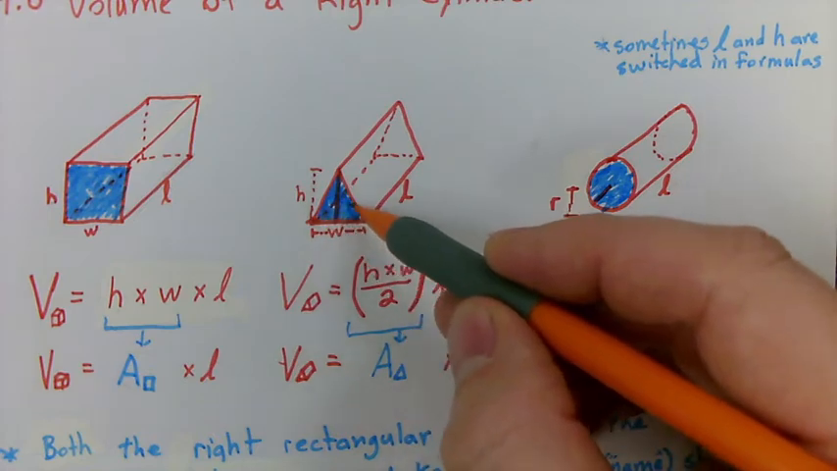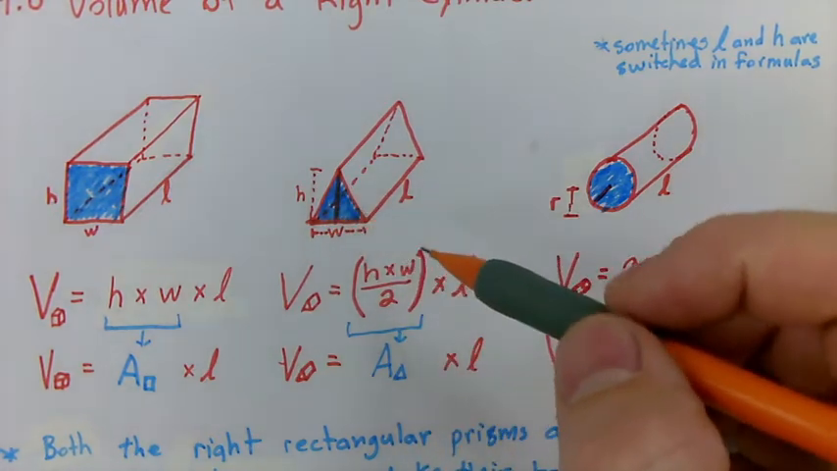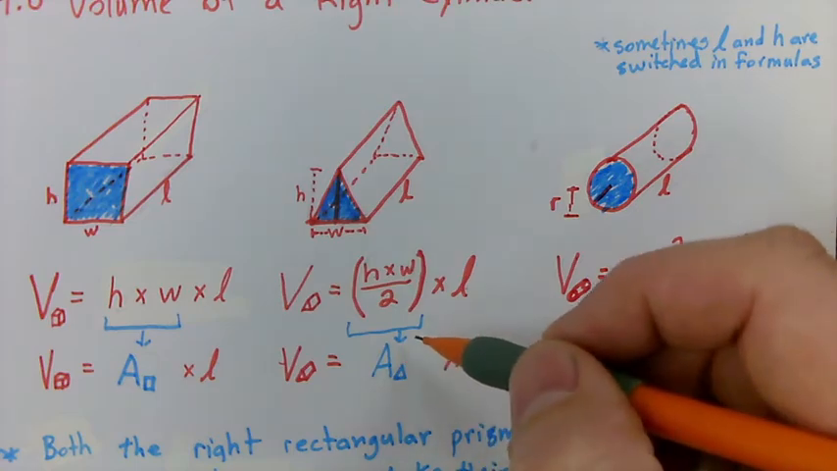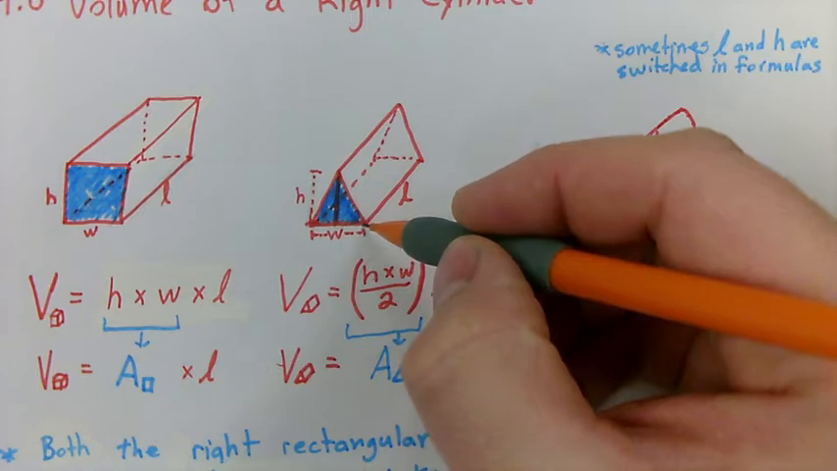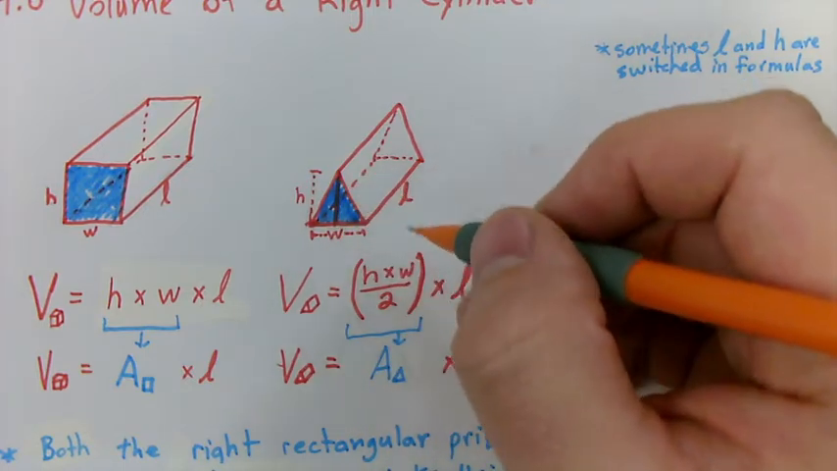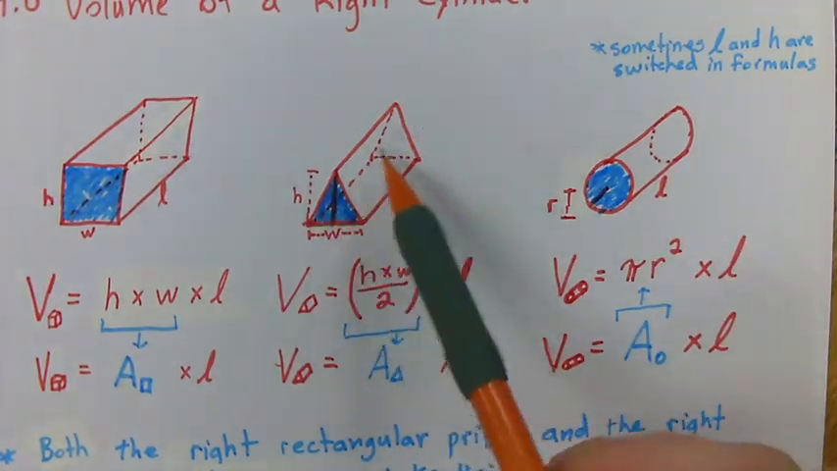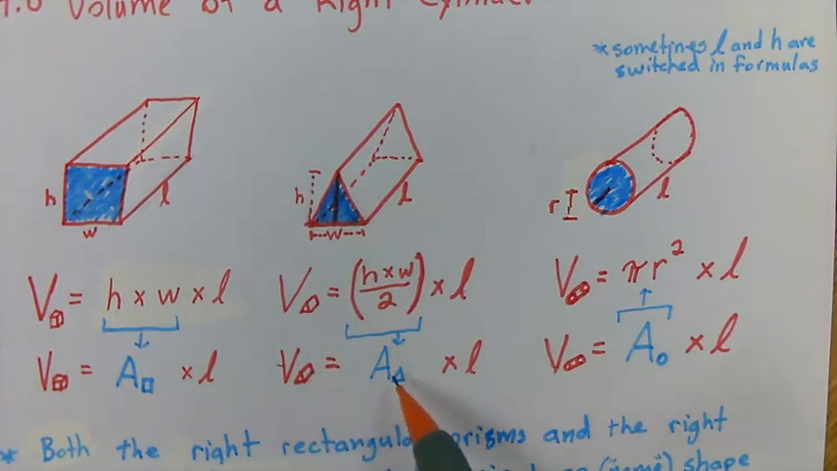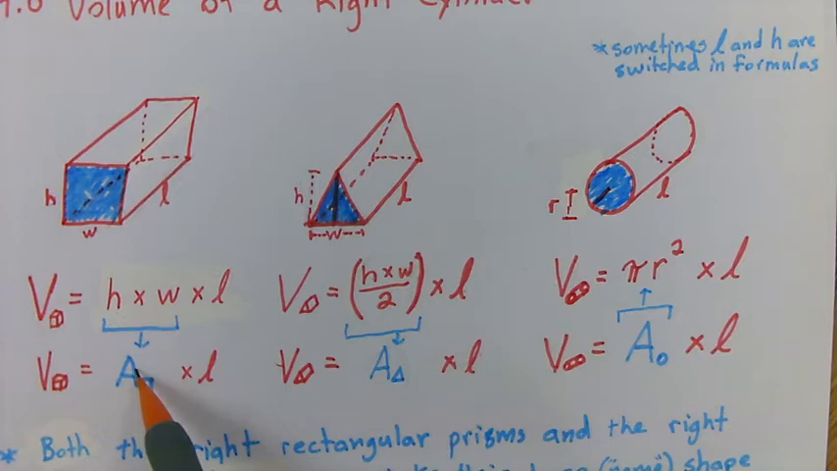This blue triangle here, the area of it, that two-dimensional space right there, is height times that width, or the base, as we sometimes called it before, and we divide it by 2. So notice here, for a triangular prism, the volume is found by going area of the triangle times length, and the volume of a rectangular prism is the area of the rectangle times length.